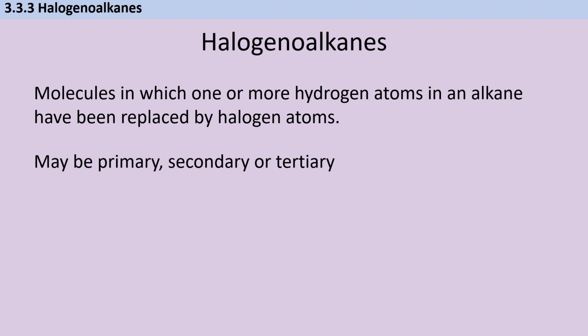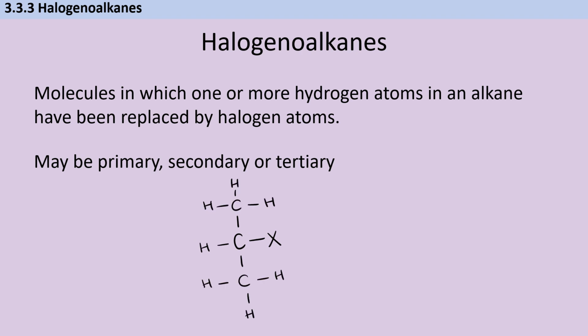Halogenoalkanes can be described as being primary, secondary or tertiary depending on where the halogen atom is found. So here's our carbon to halogen bond. And if that carbon is a terminal carbon, in other words, if it's at the end of a chain, then we're going to refer to this as a primary halogenoalkane. Now, a good way to think of this is look at the carbon that's bonded to the halogen and then look at how many other carbons it is bonded to. So that carbon there only has one other carbon bonded to it, so therefore this is a primary halogenoalkane.